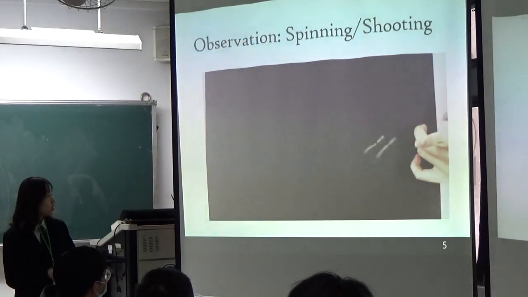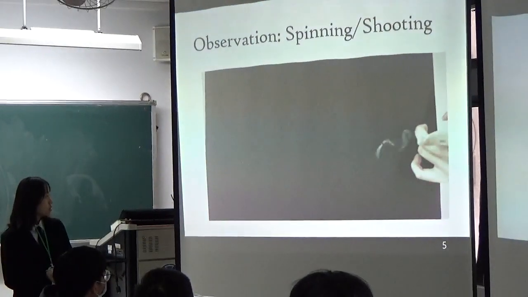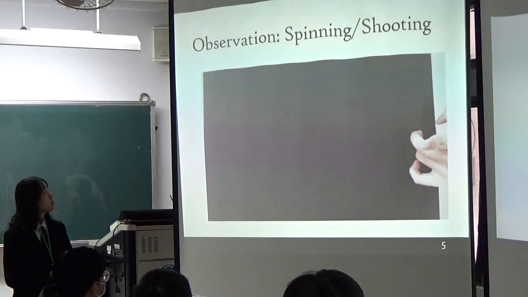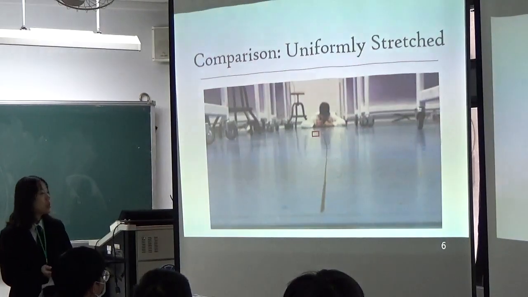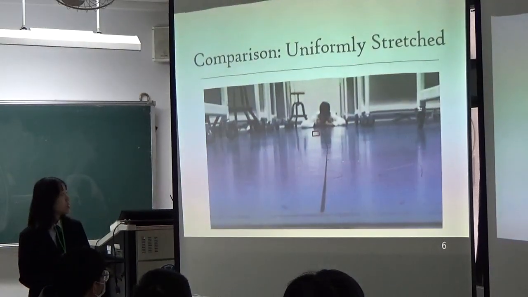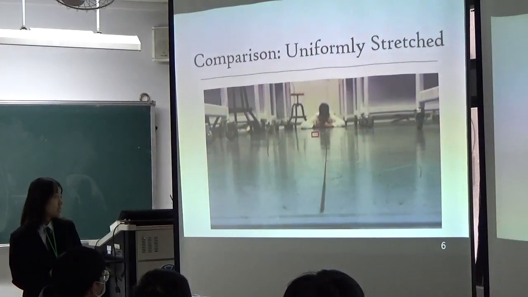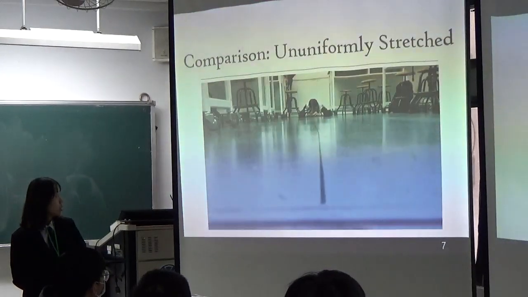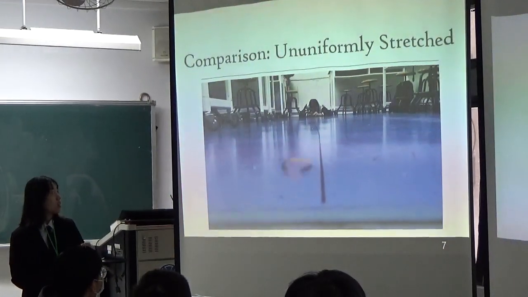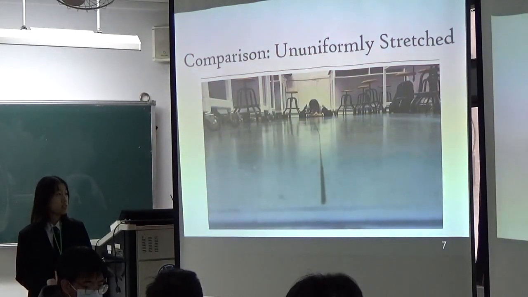In this video, we can see that the rubber band is spinning while it's shot. This is the video of a uniformly stretched rubber band. We can see that the red square is where the rubber band landed, and this is where it's non-uniformly stretched, and we can see that the distance is further and the path offset is smaller.